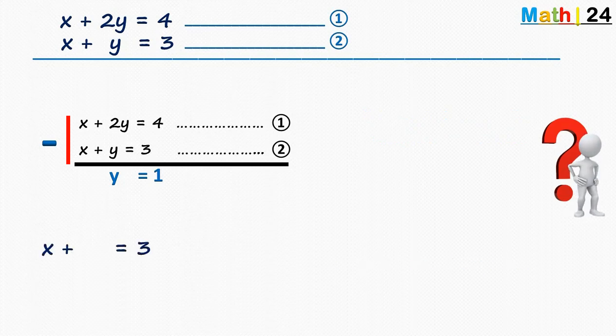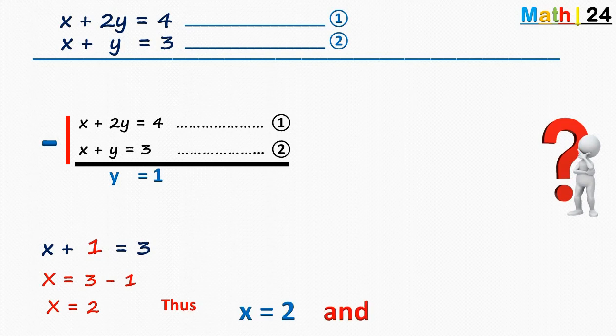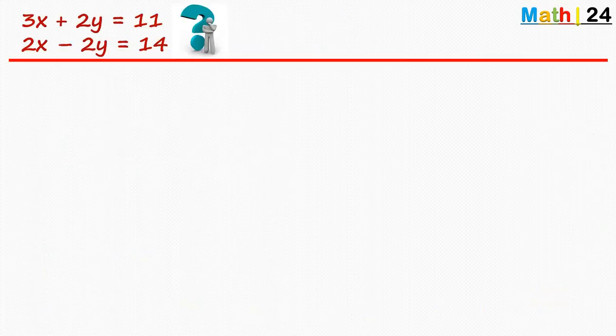Let's use equation 2 and we obtain x plus, but y is now equal to 1. So x plus 1 equals 3 and x will be equal to 3 minus 1, giving us x equals 2. The solution thus is x equals 2 and y equals 1. Let's take another example.